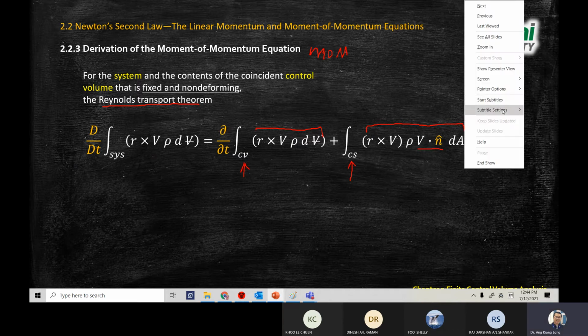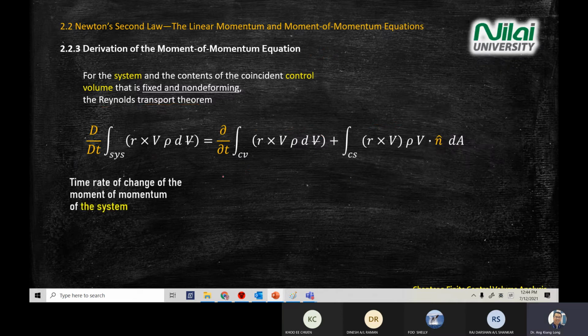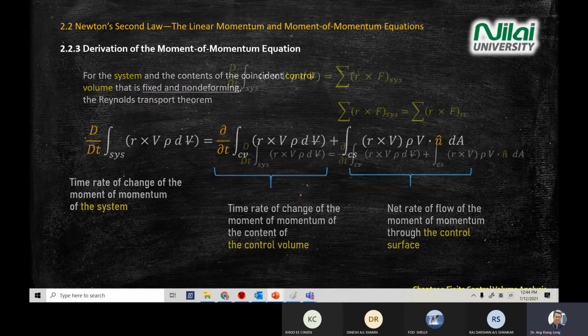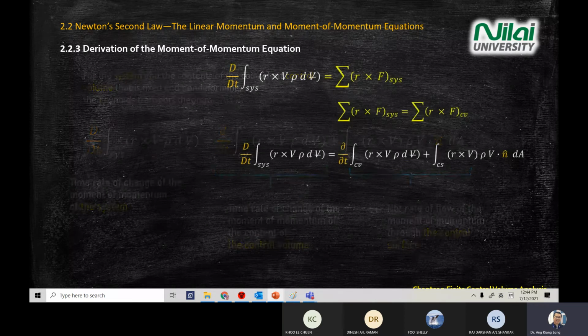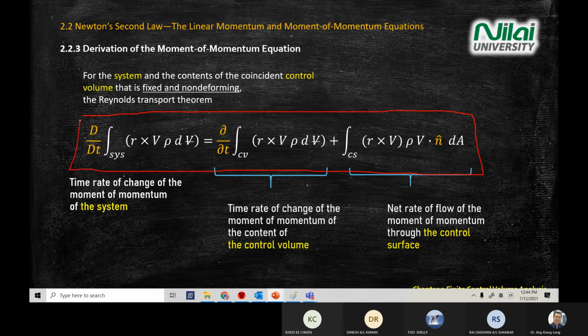All right, I'm going to share some good news for this session. All these are what we learned previously. I'm going to do something about this equation now. This is a general equation for MOM, for non-deforming fixed volume. If the question asks you to solve using the moment of momentum equation, write this equation, and you will score 1 mark for it.